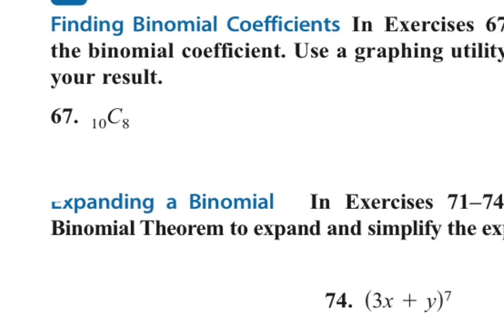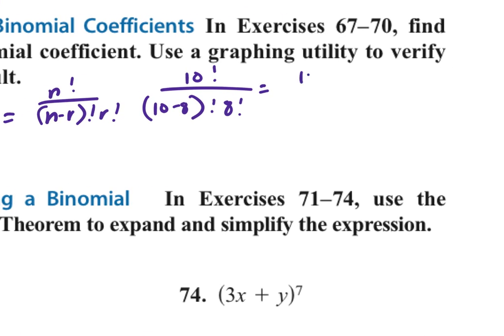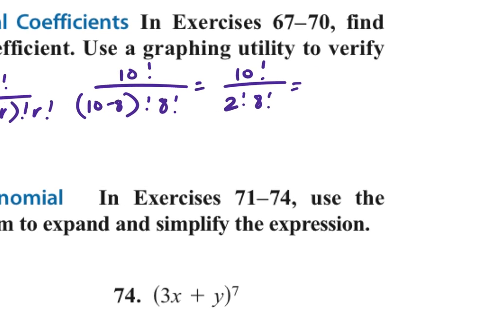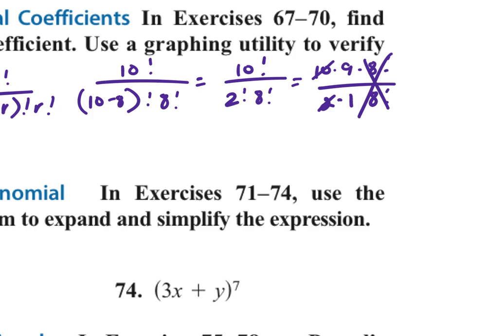Without the calculator, then I need to know this formula is n factorial over n minus r factorial times r factorial. So C gets the r at the end. P does not. So this would be 10 factorial over 10 minus 8 factorial times 8 factorial. So 10 factorial over 2 factorial times 8 factorial. Break that 10 down to 8. Line up your 8 factorials, and this would be 2 times 1. So these go away. And then 2 goes into 10 5 times, and this is 45.